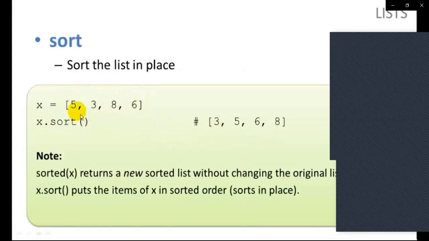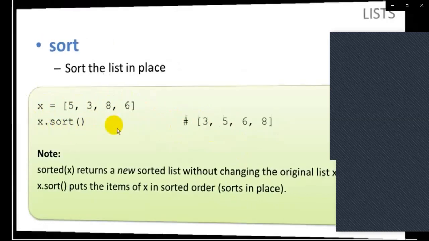Sort will actually do an in-place sort. So our list X here is going to become a sorted list. So unlike the sorted function, sort is an in-place sort. So it actually changes the order of the items in list X.